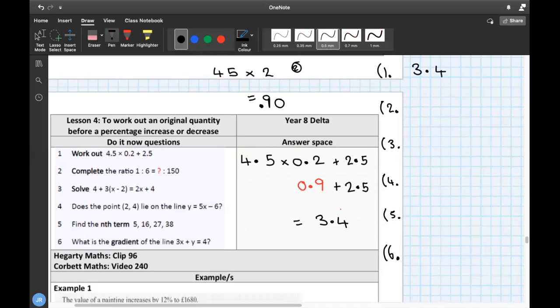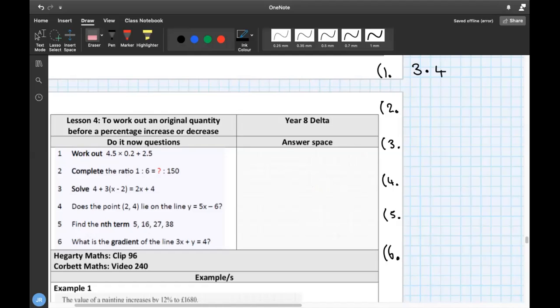Okay, next, number 2. We've been asked to complete the ratio, 1 to 6, and that ratio is equivalent to something to 150. You can think about this in a similar way to equivalent fractions. It's like we had a fraction that started off as something over 150, and we've simplified it, and it's then gone to 1 over 6. So what I need to do is have a think. How have I got from 150 to 6? Or how many lots of 6 can fit inside 150?